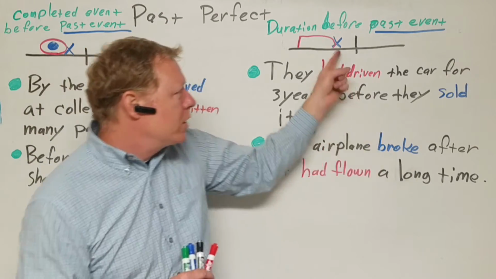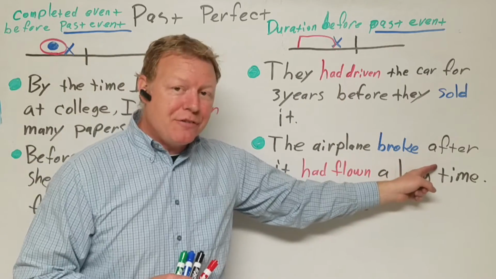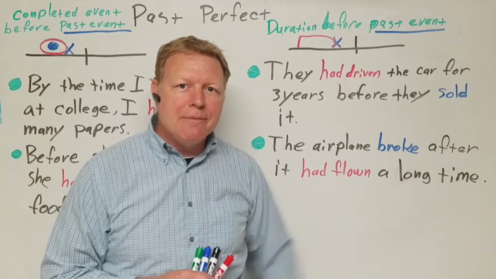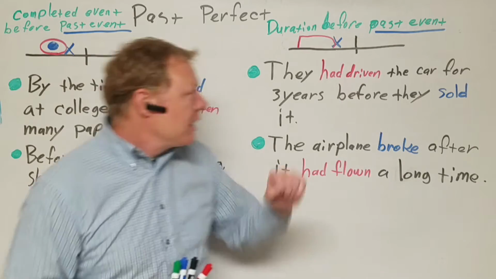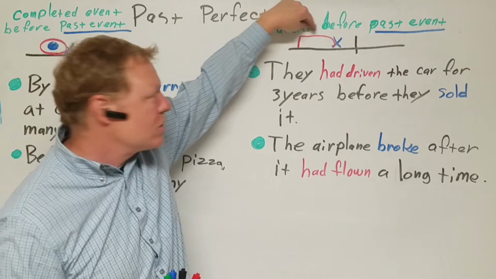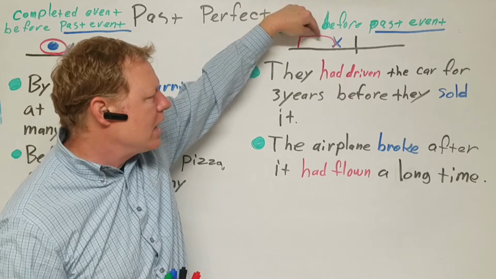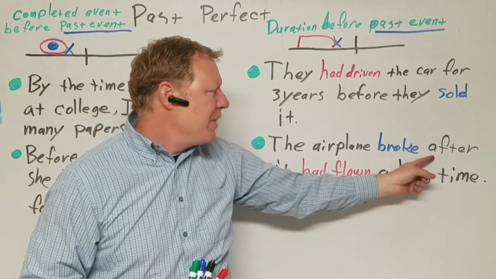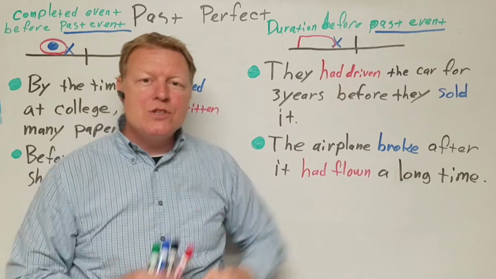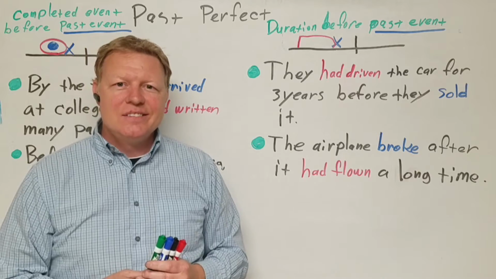Okay, let's look at another example. The airplane broke after it had flown a long time. Okay, so here it is. Here's the airplane flying a long time in the past. It had flown a long time. But then after it had flown a long time, it broke. That's one single event there.